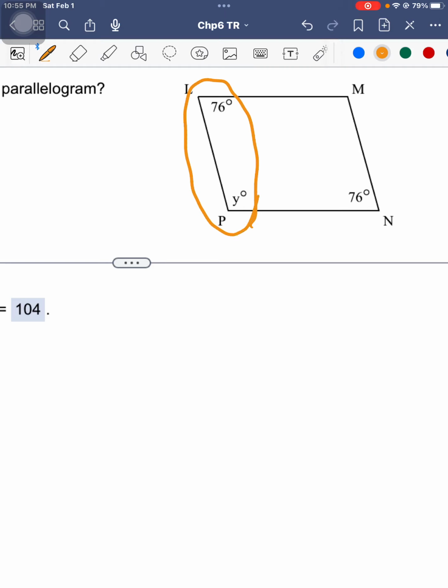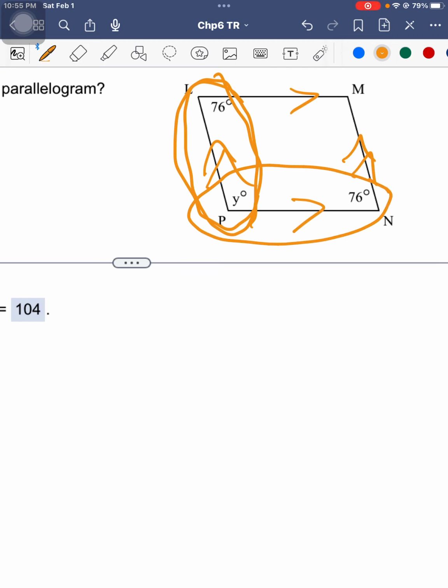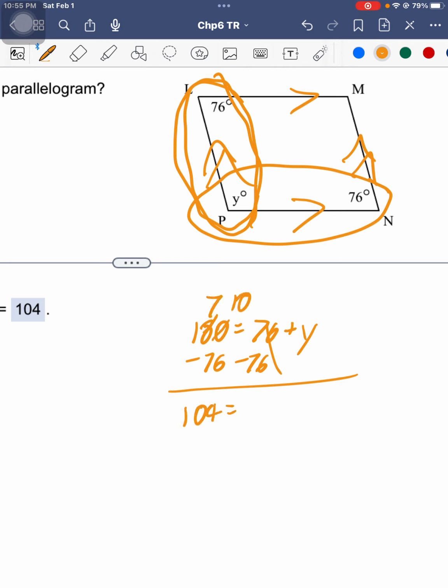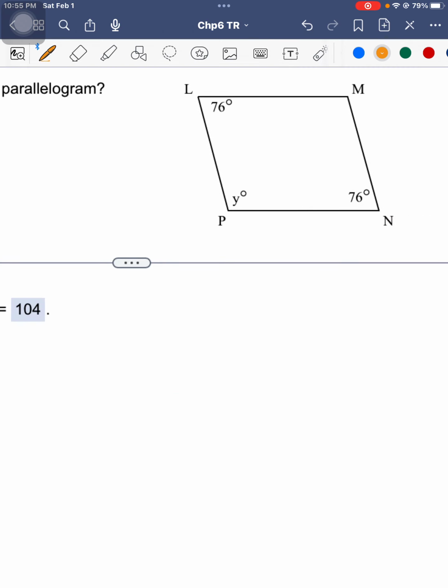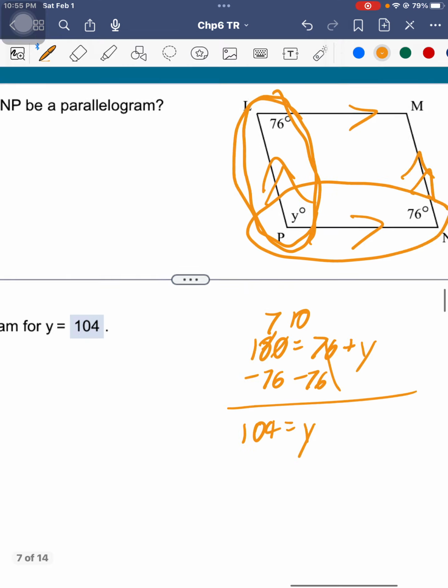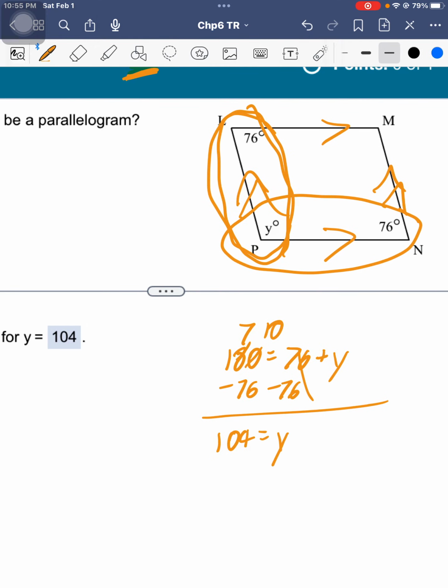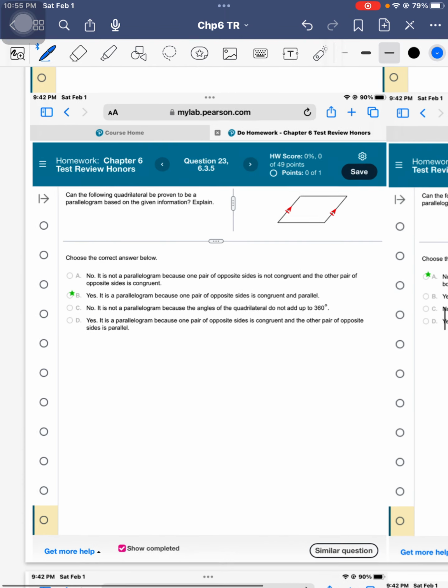So in order for this to be a parallelogram, these two adjacent angles, or these two adjacent angles, whichever, have to be supplementary. So 180 equals 76 plus y, minus 76, 104. So y is 104. Y has to be 104 in order for this to actually be a parallelogram. And if this is 104, we also know that this M has to be 104. That's just extra stuff.